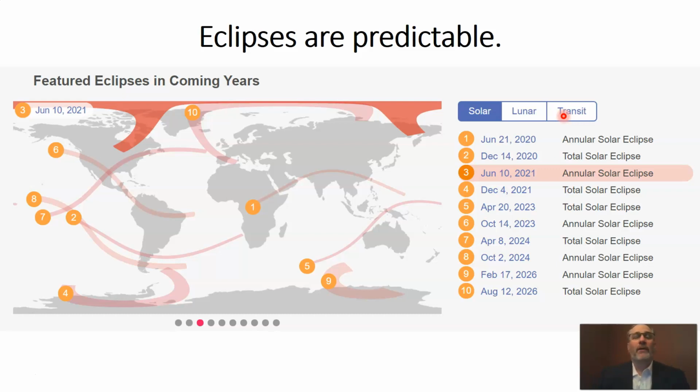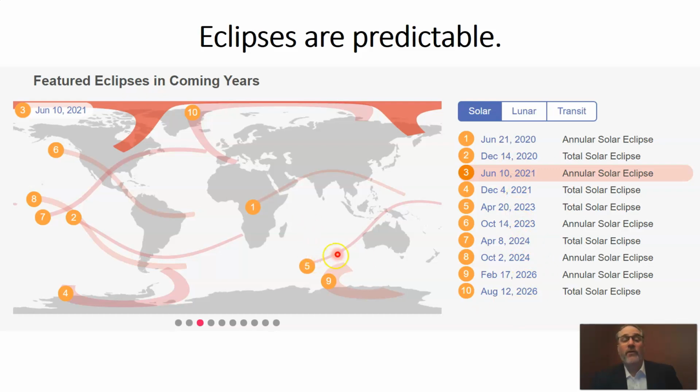When we talked about the tides, I showed you a tide chart. Well, I want to show you a chart, and I just went to the internet and typed in next eclipses. You can see that it says featured eclipses in coming years. This is not all the eclipses that are going to be happening over the next couple of years. There are more than these. These are just the featured ones. But I want you to notice something here. June 21st, 2020, December 14th. So we have the eclipses, and they're listed when they're going to happen.